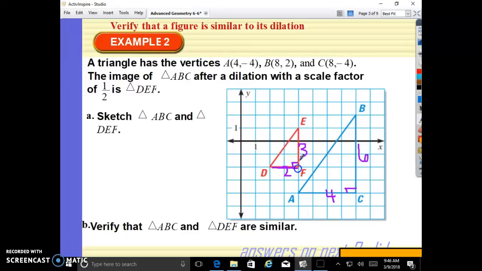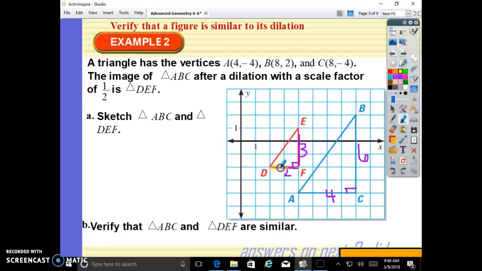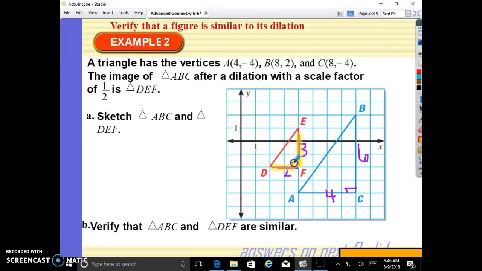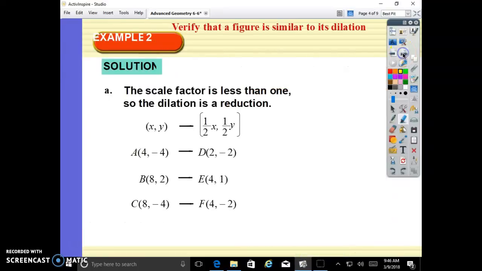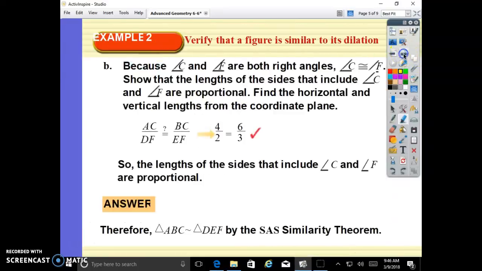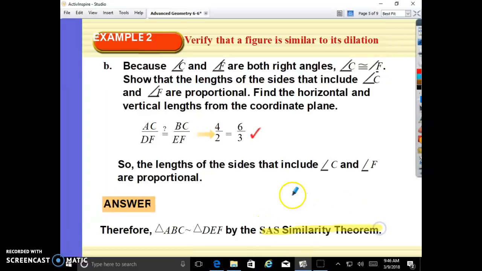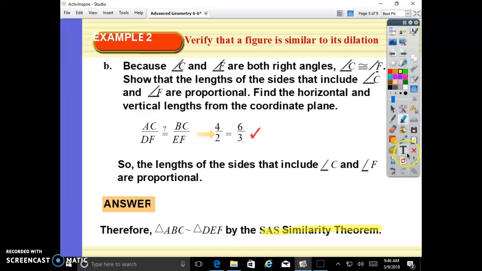So by side-angle-side similarity, we know that these two triangles are similar because they have two sets of proportional sides and the included angle is congruent. So by the side-angle-side similarity theorem, we have two sides that are proportional and a congruent angle that's sandwiched between those two sides.